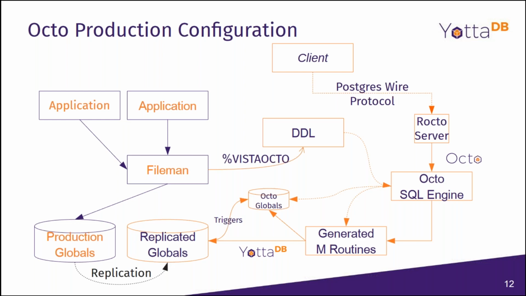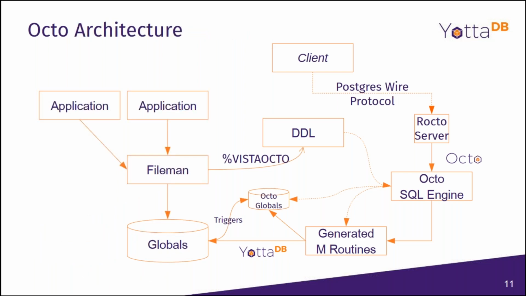Okay, so it's like we cut off all the replicated globals and everything. We're just talking about an Octo database. Right, so at that point, that would be kind of like this one. Thanks, Sam. Gotcha.